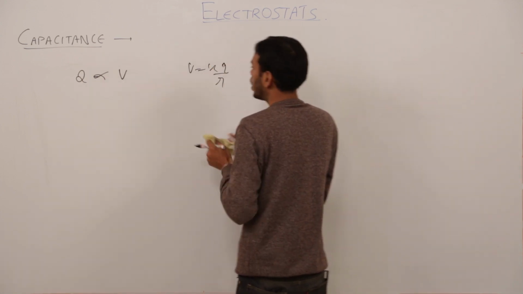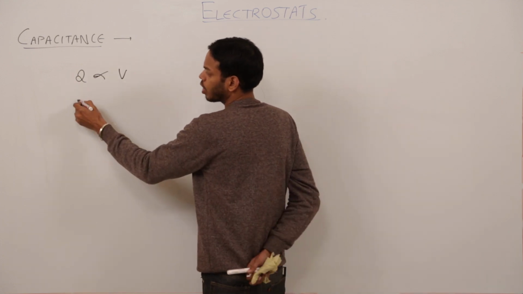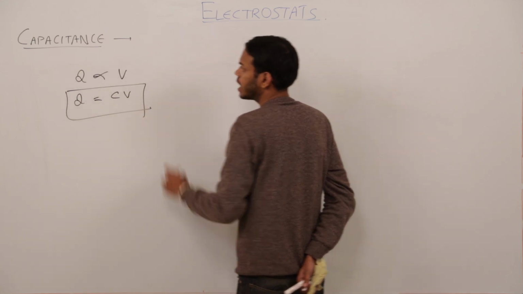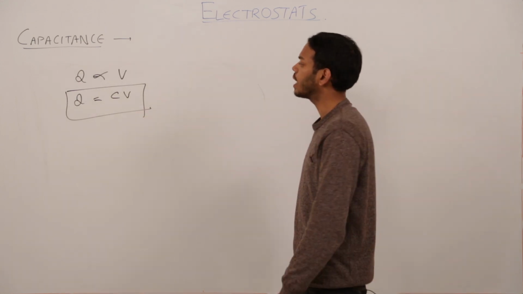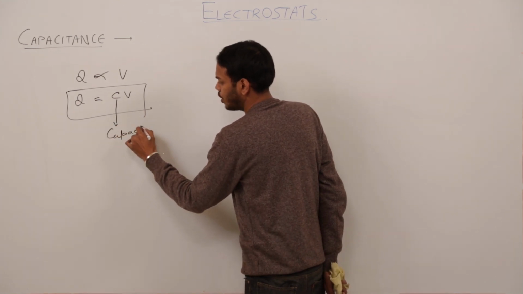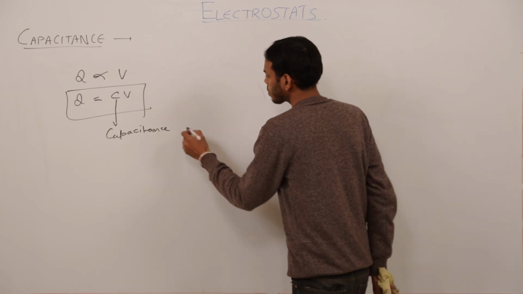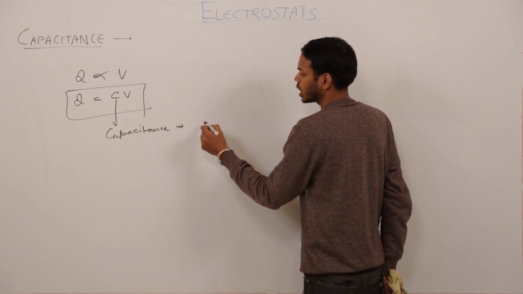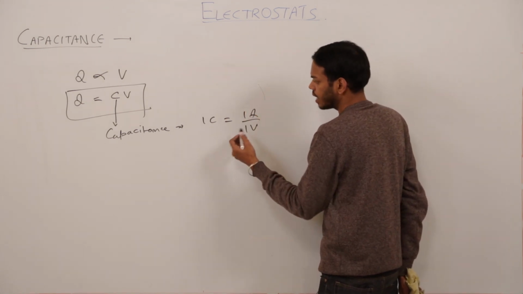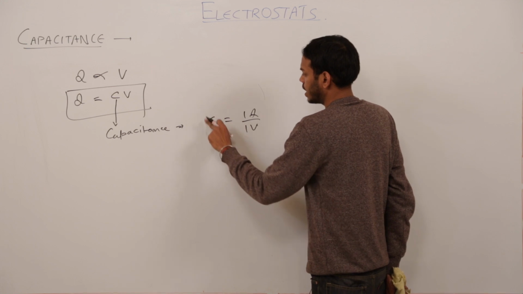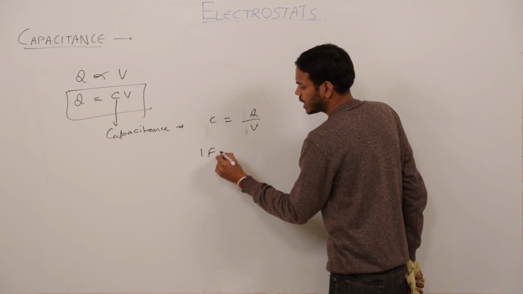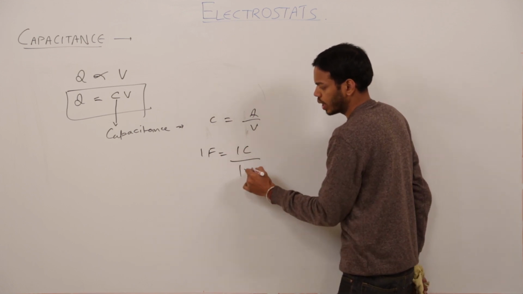Hence, to equalize this equation, I will put a constant of proportionality. In this case, it is C. This is the equation for capacitance of any capacitor. Now, what would be the SI unit of capacitance? 1 C is equal to 1 Q upon 1 V. Look at this formula: C is equal to Q upon V. 1 farad is equal to 1 coulomb upon 1 volt.